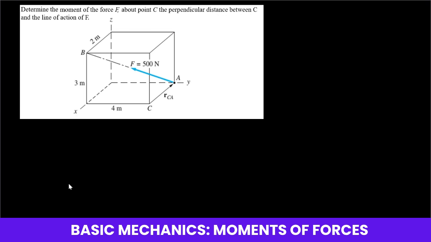Now, from the previous video, we looked at the formula for moment, which was: moment is equal to the vector force times the distance, or perpendicular distance, over here. So we're using this as well. So you're supposed to find this, all right?